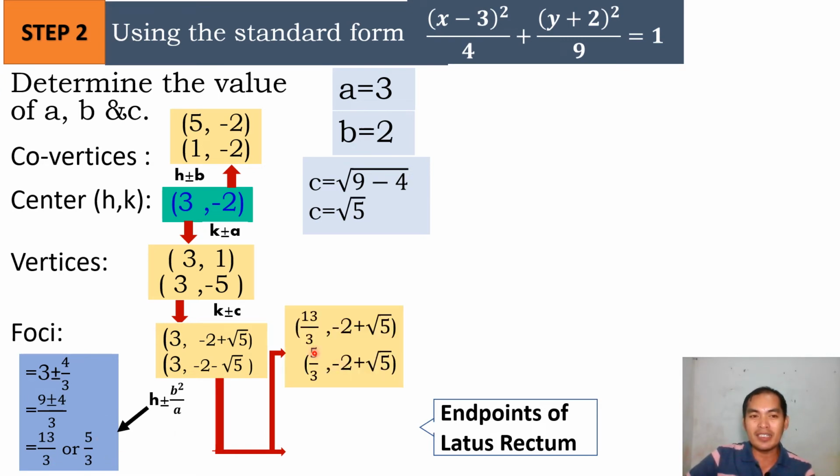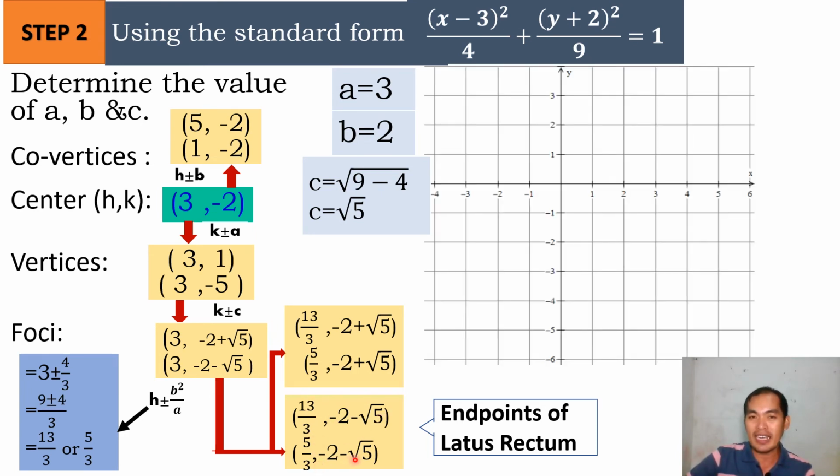So, we have 13 over 3, negative 2 plus the square root of 5. 5 over 3, negative 2 plus the square root of 5. 13 over 3, itong negative naman. Then, 5 over 3, yung negative naman.